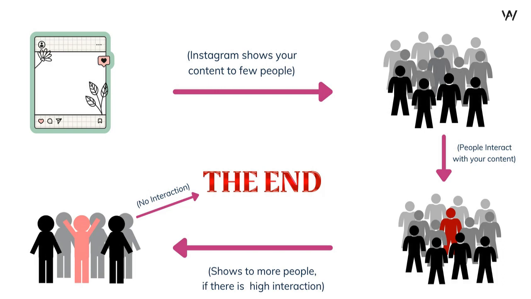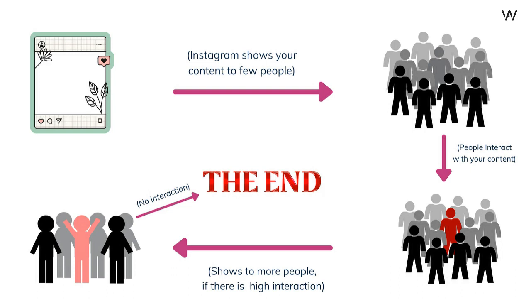After showing it to a few people, those people are going to interact with your contents. Now the Instagram algorithm checks for content interaction. If it detects a high interaction from the audience that it shows your content to, it would show your contents to more and more people.